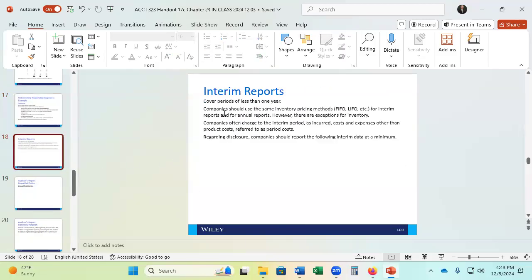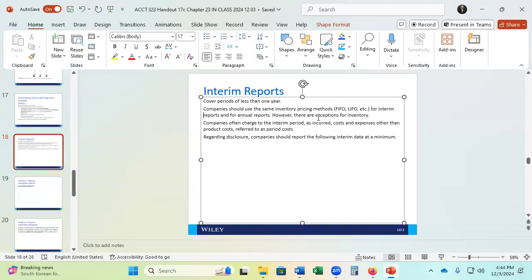All right. So now we're jumping to interim reports. The SEC requires public companies to file quarterly reports. Companies are trying to get them not to. Investors are trying to get them to put more into it. It is an expense, and so there are lighter loads on this. They should use the same inventory methods for interim reports. However, there are some exceptions. They're listed in the book. Companies often charge to the interim period, as incurred, costs and expenses other than product costs, referred to as period costs.